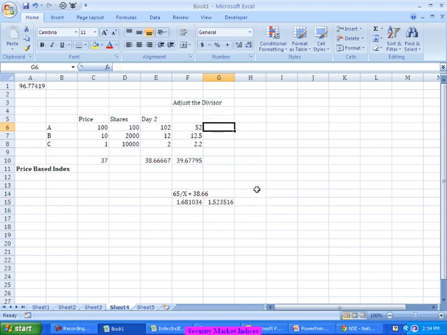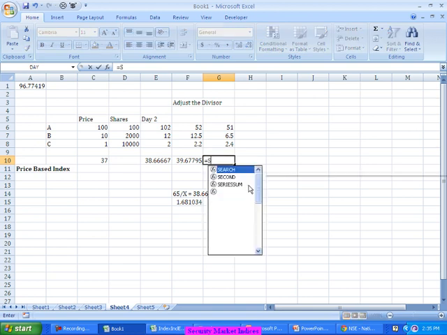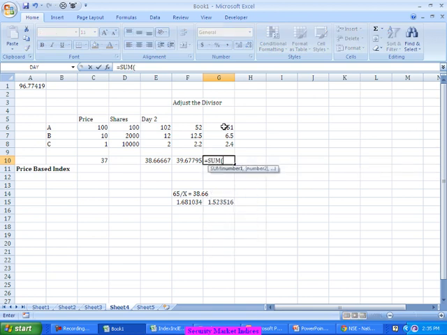So tomorrow, let's say this has become 51, this has become 6.5, and this has become 2.4. Now here, this will become the summation of these three divided by 1.52. So the divisor is the only thing that keeps changing. So 39.31. So there is a slight fall overall in the index.